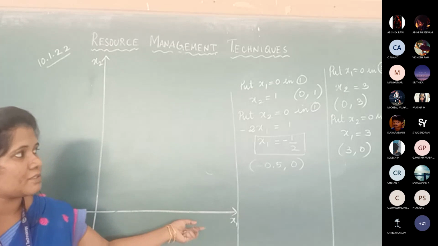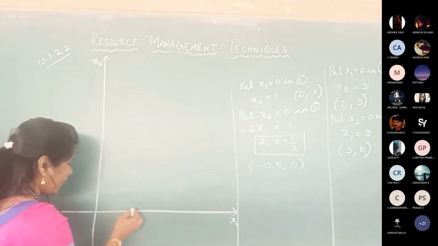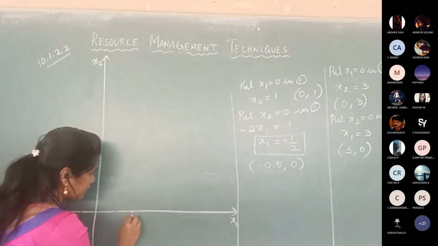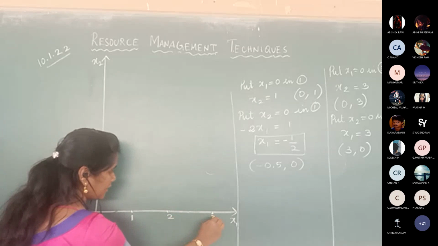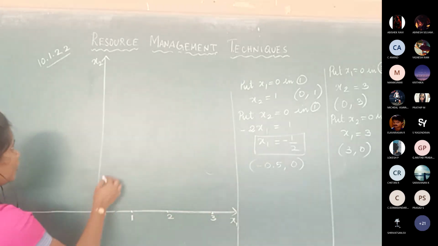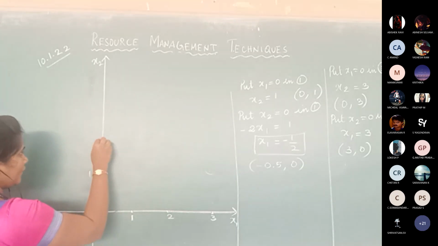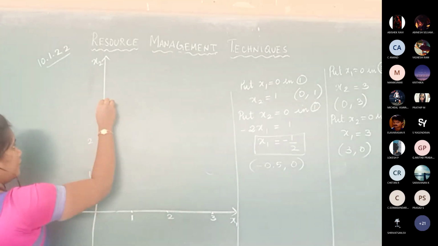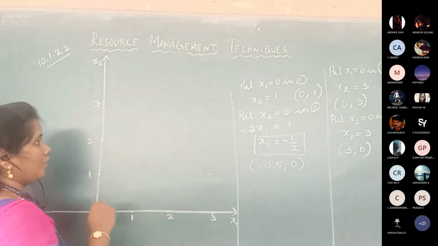Because your highest value is 3, you need to have up to 3. So I will take a distance like this as 1, this as 2, and this as 3. Similarly, in your x2 also I'm taking 1, 2, and 3. And then I'm marking the points.